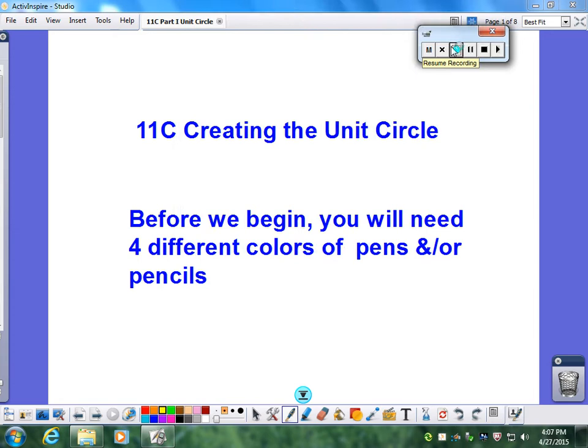Alright, this is 11C notes. We're going to be working today on creating the unit circle. Before we begin, you will need to have 4 different color pens or pencils. So if you need to stop the video and go get those supplies, please do so. You also will need a copy of your unit circle, the green sheet.